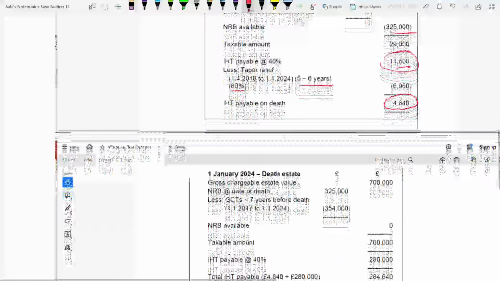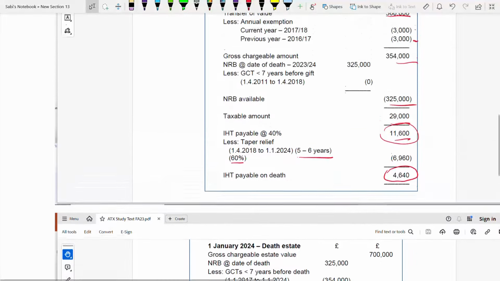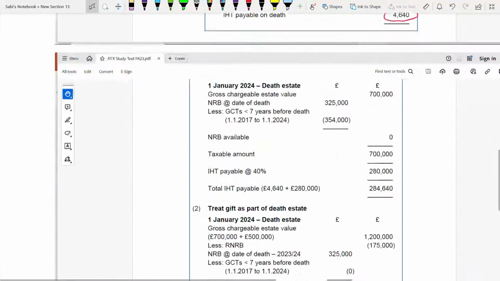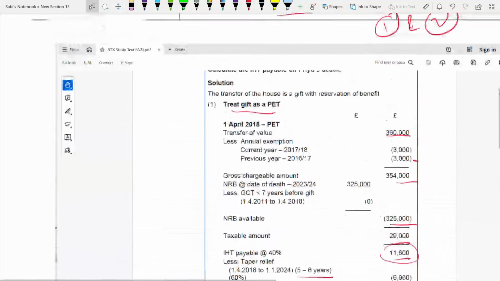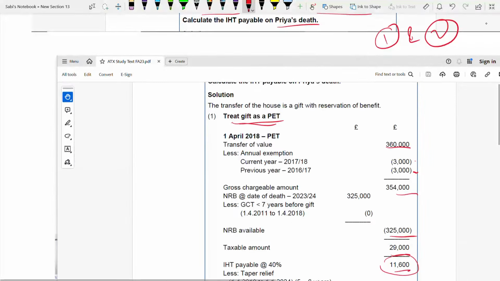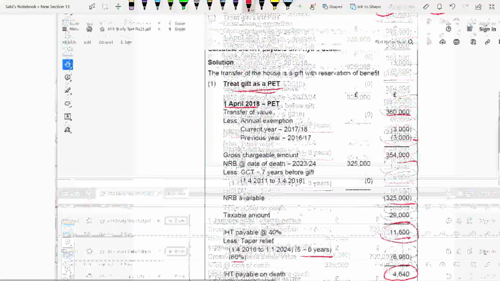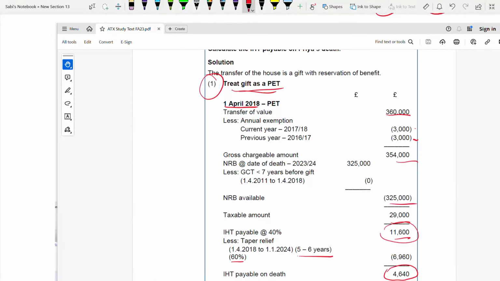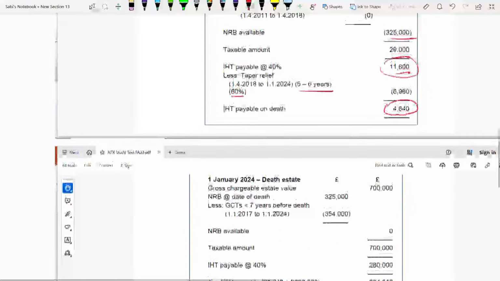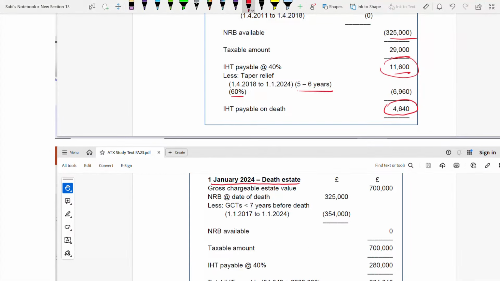Now, coming to the death estate. So this is treating the gift as a PET. 1st April 2018. Date is very important. We are still in 1, okay? This is 1. And then 1st Jan 2024 is the death estate. We are still under 1 only. So on that day, the value is 700.